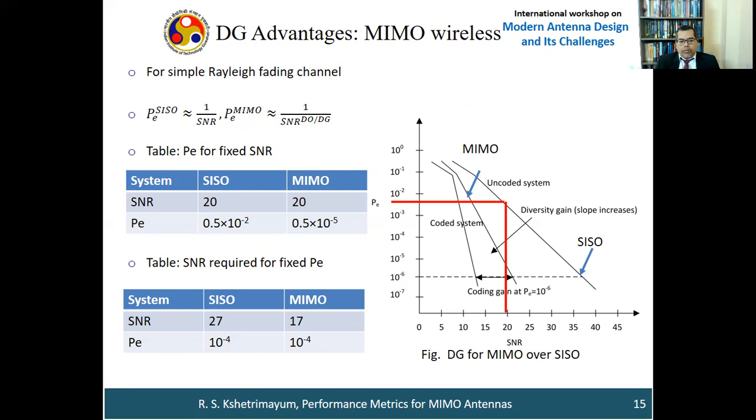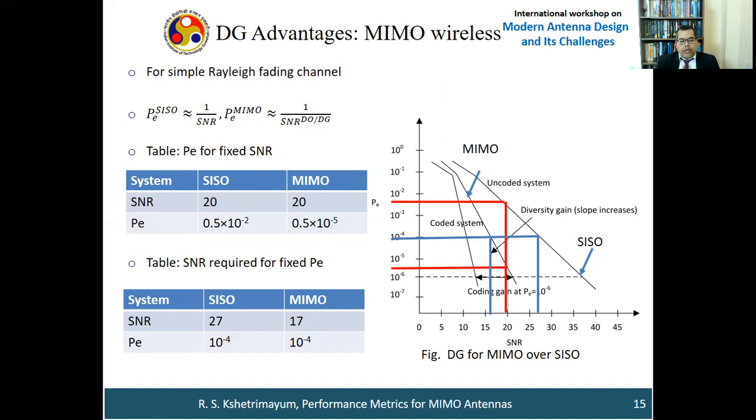Let's look at it from another scenario. We fix the probability of error rate, and we want to see how much SNR is required for that. You can see that for the SISO system, the SNR required is around 27 dB, whereas for the MIMO system, it's around 17 dB. So there is a reduction in the SNR required for the MIMO system with respect to that of the SISO system. There's an SNR gain. This SNR gain is actually called a diversity gain in the MIMO antenna literature, which is actually not correct.